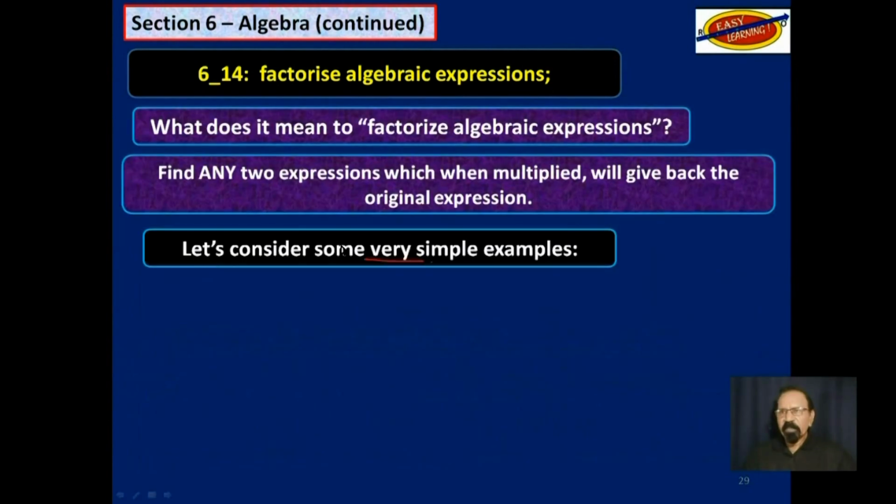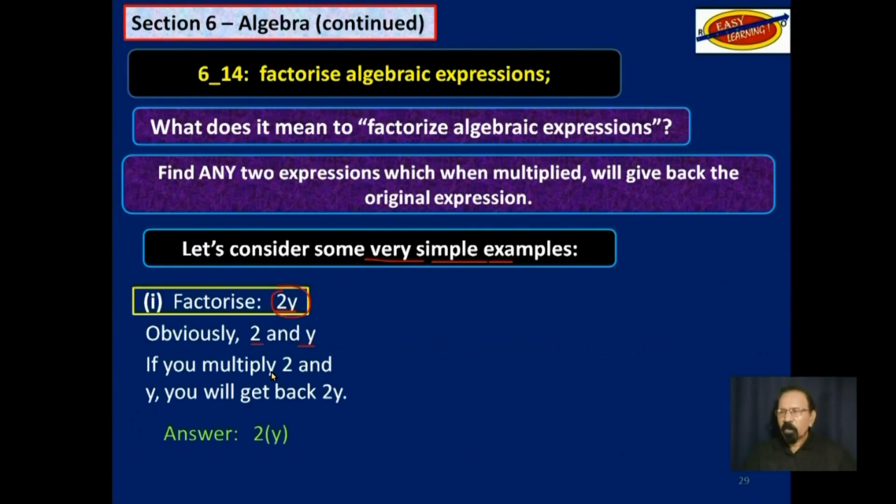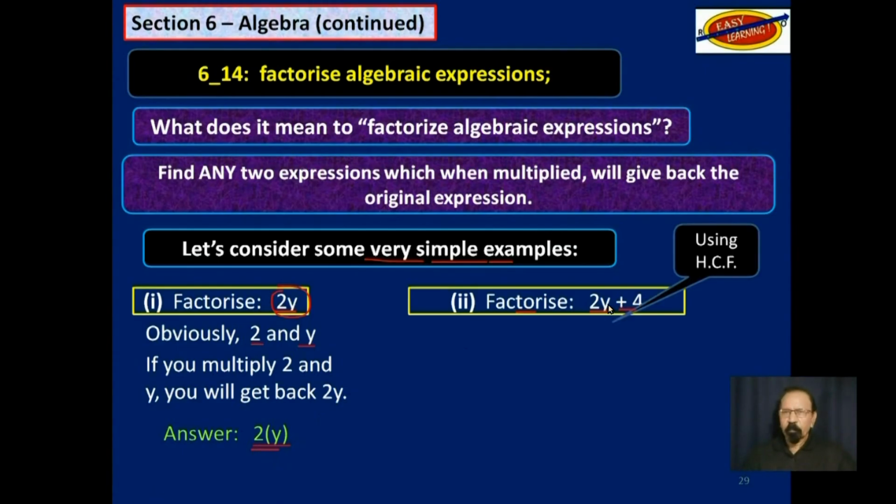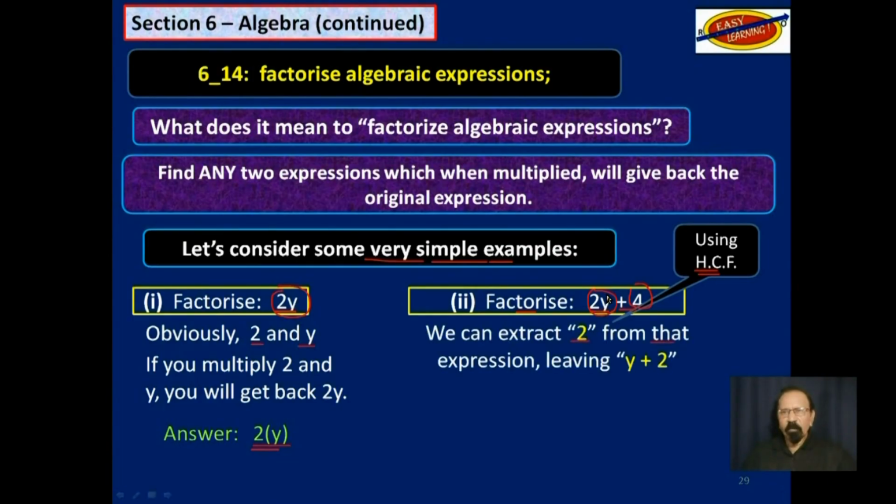So let's consider some very simple examples to begin with. Factorize 2y. Well, obviously, if you multiply 2 by y, you will get back 2y. So if you were to factorize 2y, this is what it would look like. 2 multiplied by y. Now that is extremely simple. How about if you were to factorize 2y plus 4? In this case, we want to find the HCF, the highest common factor, in 2y as well as 4. We can extract 2 from that, and if we do that, we are left with y plus 2.